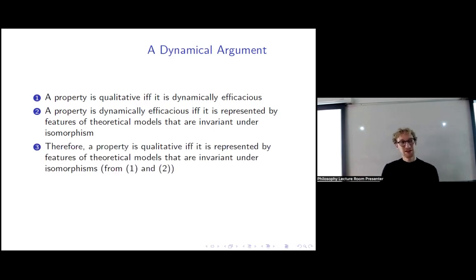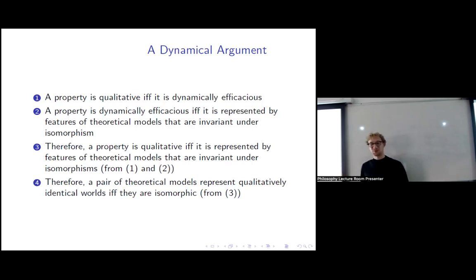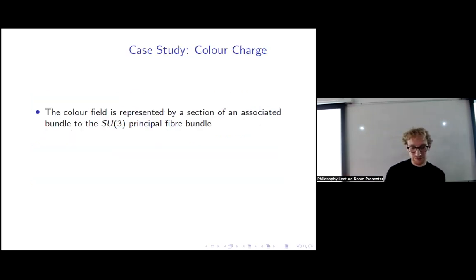So then from this, it's going to follow that a property is qualitative if and only if it's represented by features of theoretical models that are invariant under isomorphisms, which is basically identical to Quine. So that's a rough and ready argument for Quine that I'm sure could be improved and relies on some controversial premises, but it's one way to motivate it. Okay, so now let me turn to a case study just to see what we can do with this sort of new defense of Quine, right?